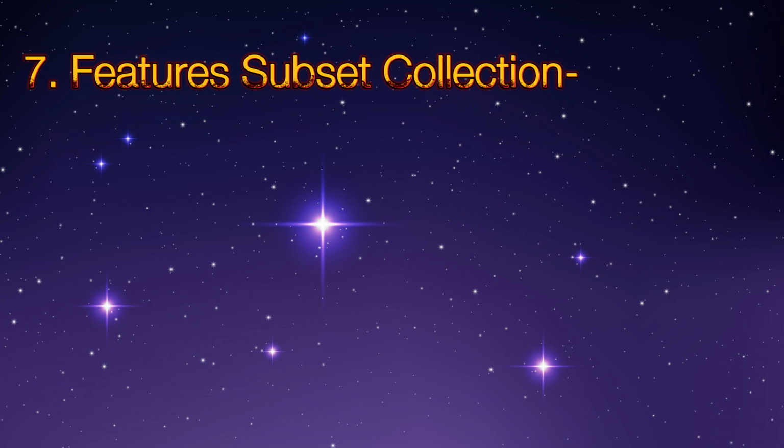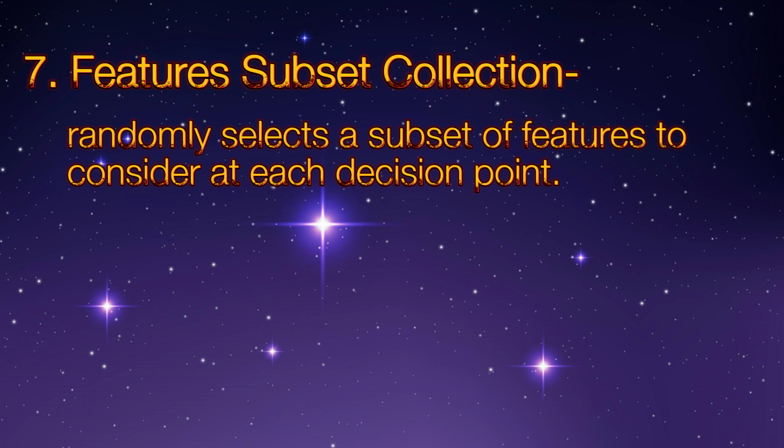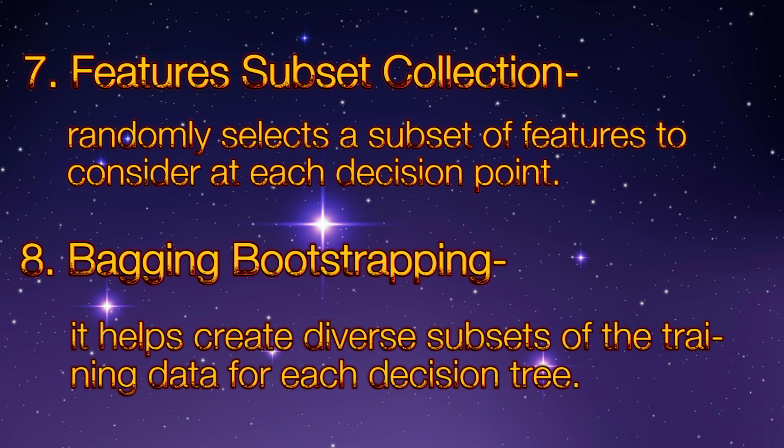The seventh one is feature subset selection. Not all features get to shine at once. Random forest randomly selects a subset of features at each decision point, adding a touch of randomness to keep things interesting. Number 8 is bagging, or bootstrapping. Picture a party where guests are randomly chosen with replacement. That's bootstrapping. It helps create diverse subsets of the training data for each decision tree.